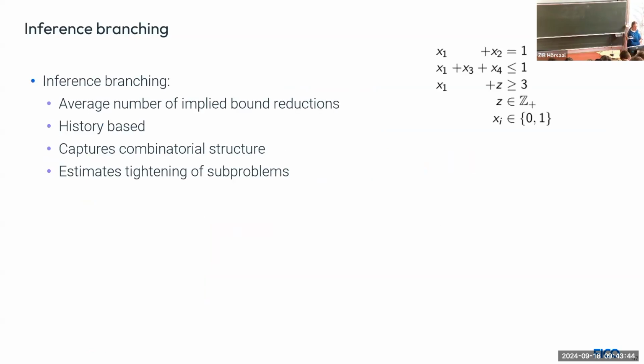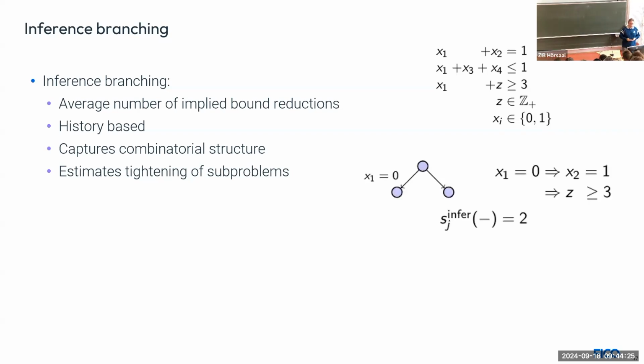What else is there? So-called inference branching, which again is a history-based rule that keeps track of the average number of bound reductions that you observed from a branching. As mentioned before, you fix a variable, and that fixing might lead to other fixings by domain propagation. You just count how many other fixings you derived by branching repeatedly on that variable. So this somewhat captures the combinatorial structure. How are variables linked to each other? Which variables have a high impact on the remaining problem? It estimates the tightening of the subproblem. So this is all good information.